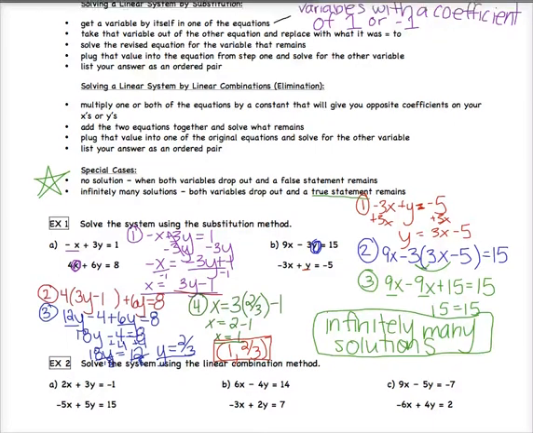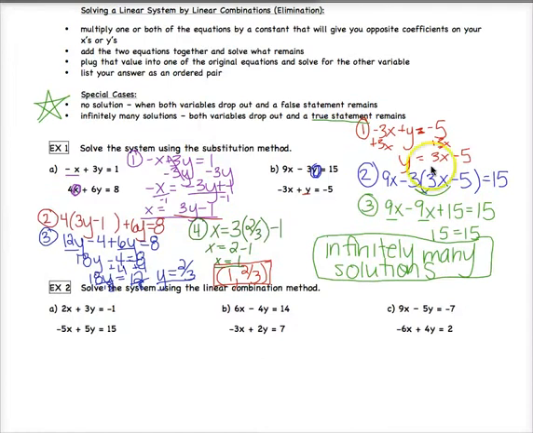Now we are going to review the linear combination method. Again, I wrote out the steps up here if you need them. Our first step is to multiply one or both of the equations by a constant, meaning a plain number, that will give you opposite coefficients on either your x's or your y's. This is your main objective in the linear combination method. You need either your x's or y's to have opposite coefficients.